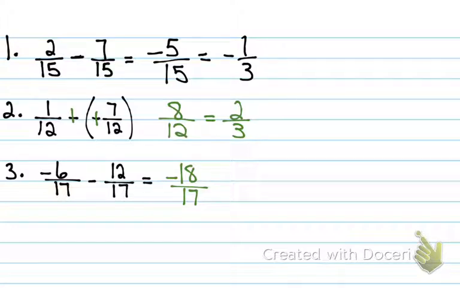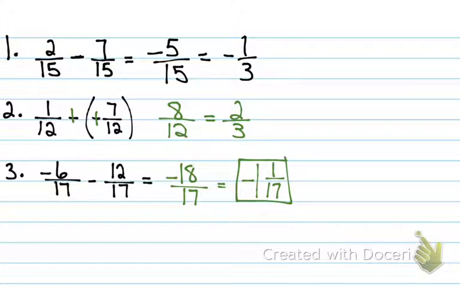Well, what is that? What do I call negative 18 over 17? I call it an improper fraction, so I need to convert it. 17 goes into 18 one time with 1 left over, and I bring over my negative. All right? So that's examples 1 and 2.